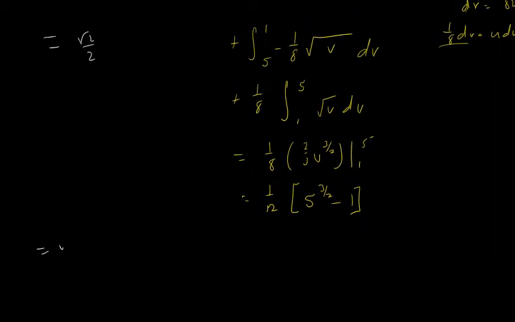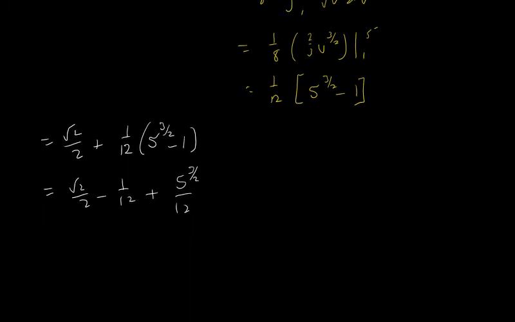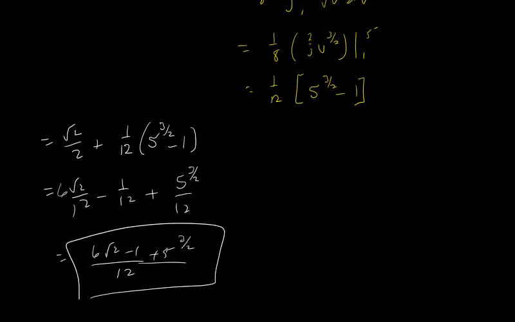So altogether what we've got is square root of 2 over 2 plus 1/12 times 5 to the 3 halves minus 1. There we go, keep my brackets consistent. So that's going to be root 2 over 2 minus 1/12 plus 5 to the 3 halves over 12. And then that's going to be 6 root 2 over 12 if I want to change to an LCD. So that's going to be 6 root 2 minus 1 plus 5 to the 3 halves, all over 12. So we could do it this way anyway, but you get the idea, I hope.